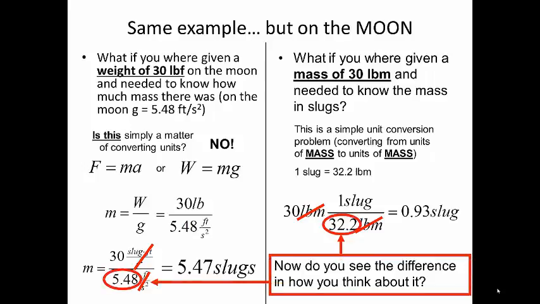Now do you see the difference in how you think about it? When we're doing a unit conversion, we use 32.2 pounds mass for every slug to make that conversion. But when we're using the equation of motion, we're using gravity, which is different. And it's different with different bodies. If we're working on the Earth, it's going to be different than if we're on the moon.